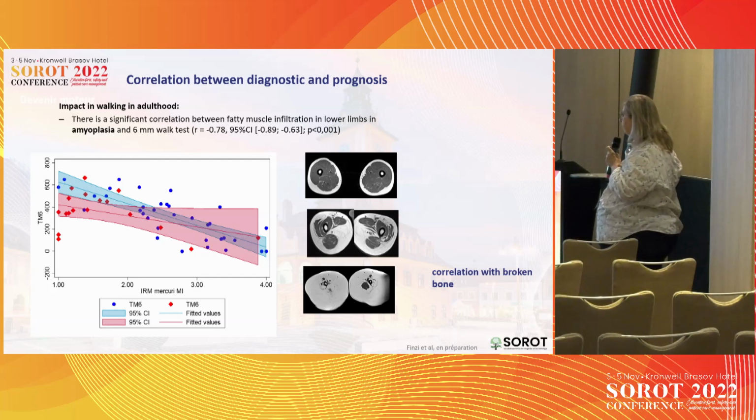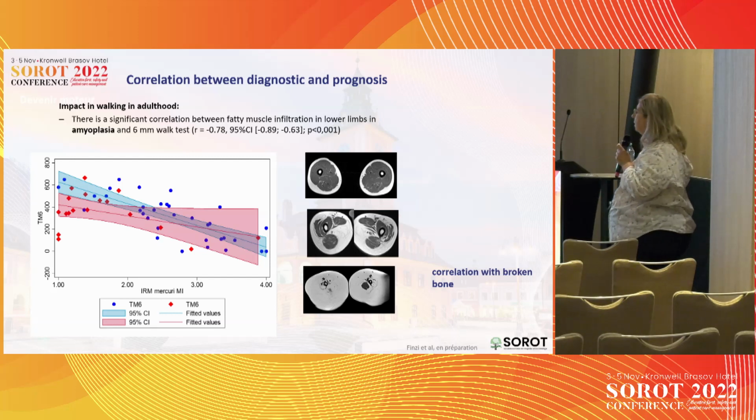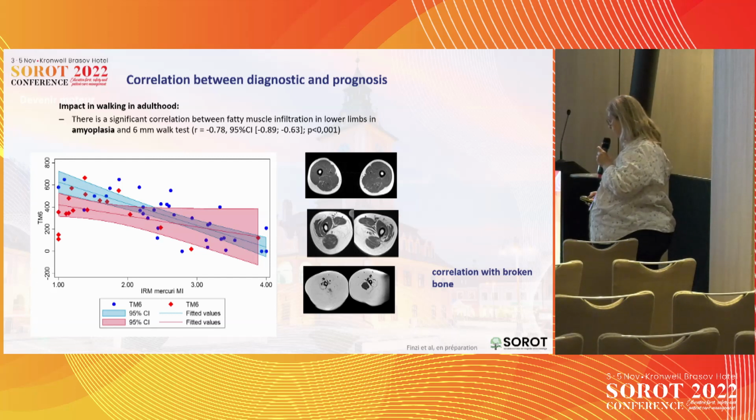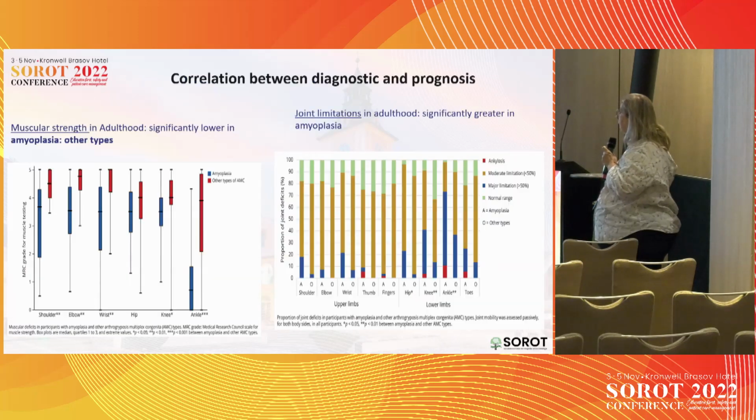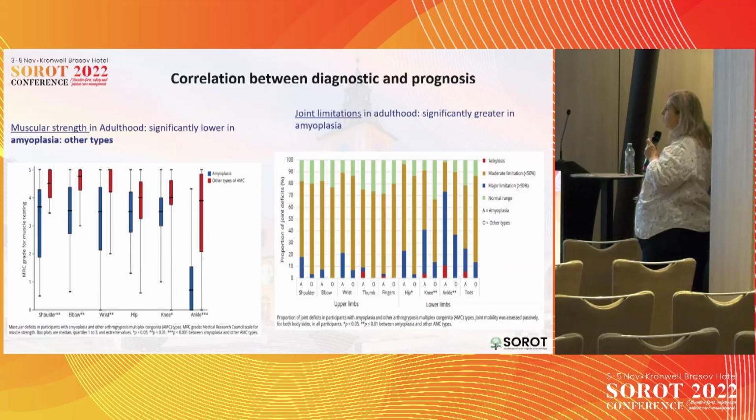We know that this is amyoplasia in red and arthrogryposis in blue, and it's correlated. The fatty infiltration of the liver is very well correlated to the 6-minute walk test, and it's correlated with broken bones. So it's a pejorative thing. There is a correlation with muscular strength, significantly lower in amyoplasia, and about joint limitation.